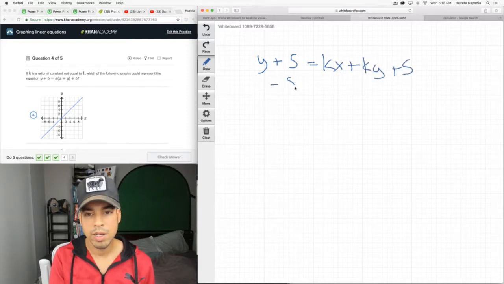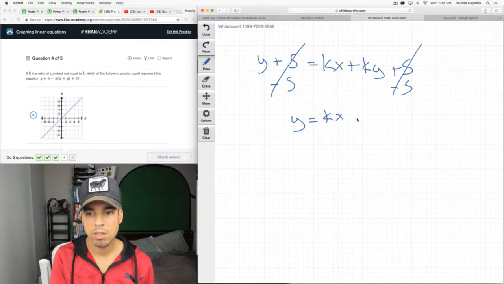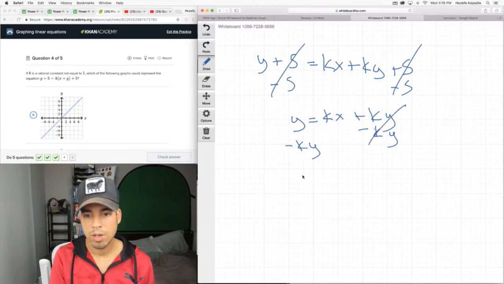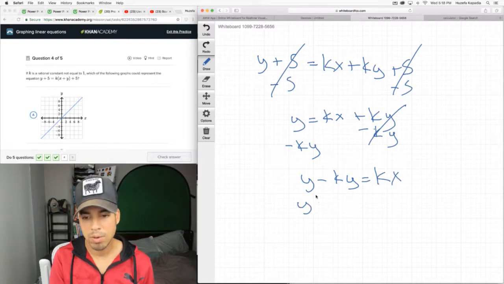We can right away get rid of these 5s, right? Subtract 5 from both sides. Both of these go away. Now we got y equals kx plus ky. I'm going to subtract ky, subtract ky. We got y minus ky equals kx. I'm going to isolate my y. I'm going to get y times (1 minus k) equals kx, right?